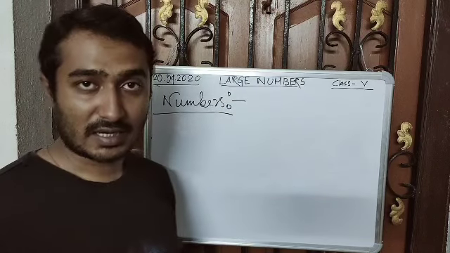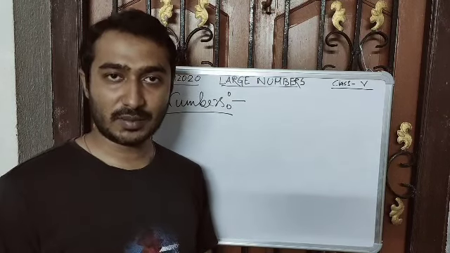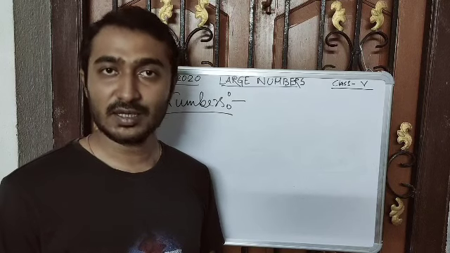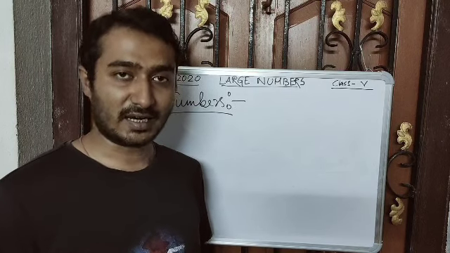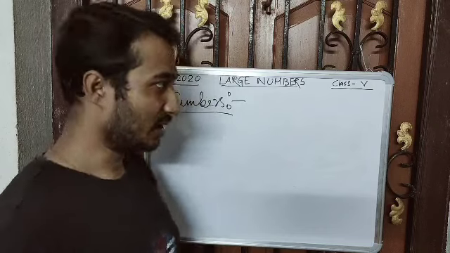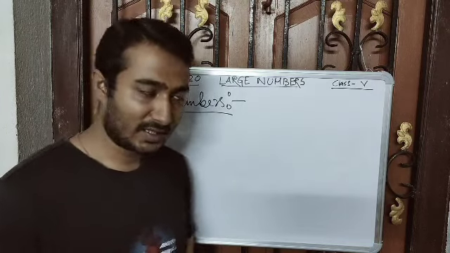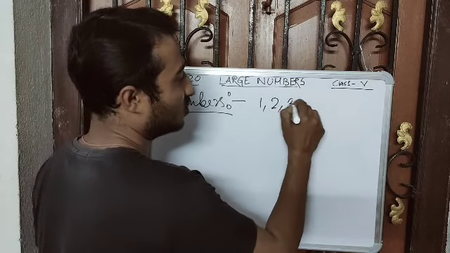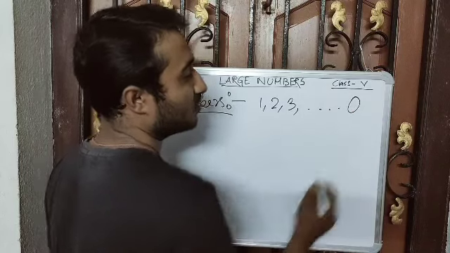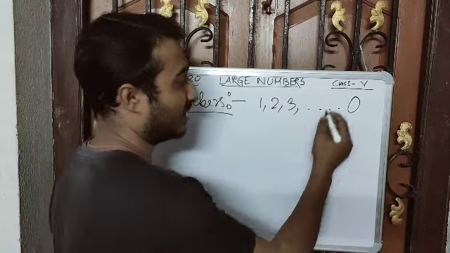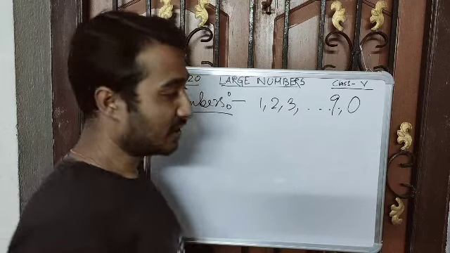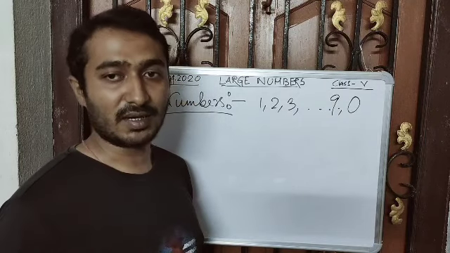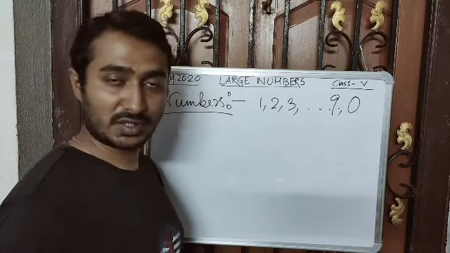What are numbers? Numbers are mathematical symbols or mathematical objects which are used to measure, count, etc. Okay, so we know that the numbers are like 1, 2, 3 and up to 0. 1, 2, 3, 4, 5, 6, 7, 8, 9 and 0. These are the digits. Using these digits, we can create any number, any digit number. 1 digit, 2 digit, 3 digit.